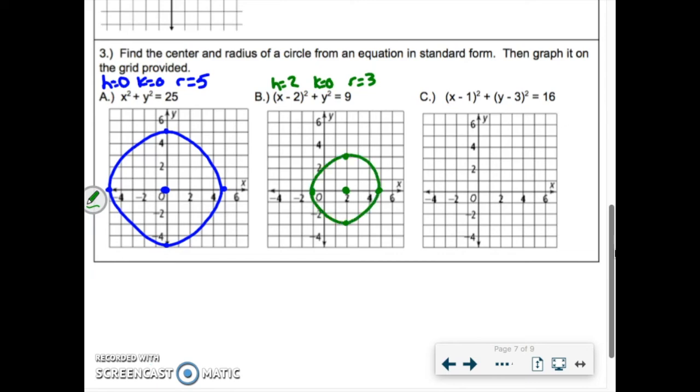Okay? And then lastly, with this one, H looks like positive 1. K would be positive 3. R is the square root of 16, which is 4. So I need a dot at 1, 3. And I need to go 4 away in each direction.